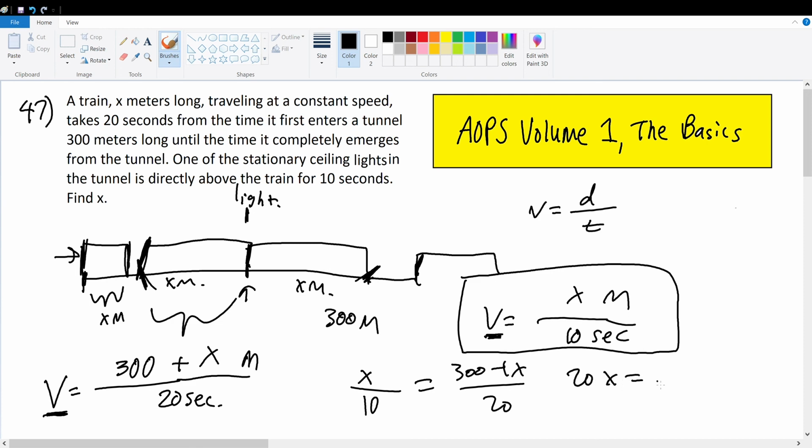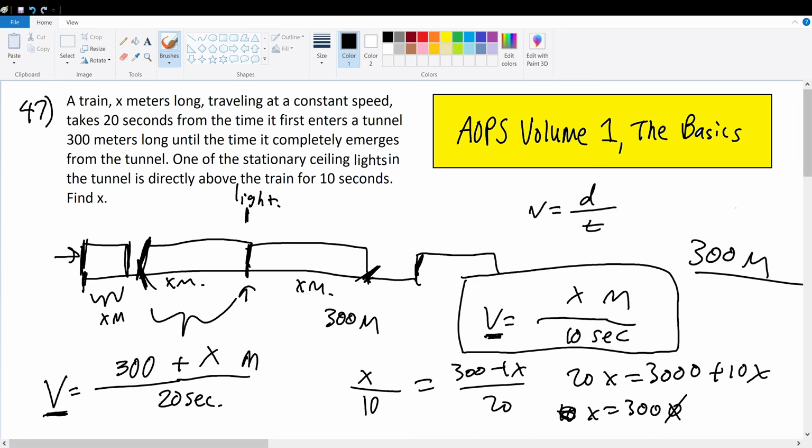20x is equal to 3000 plus 10x. Subtract 10x on both sides. 10x is equal to 3000, and if we divide by 10 on both sides, x is equal to 300. So meaning that this train is a whopping 300 meters long, the solution to our question.